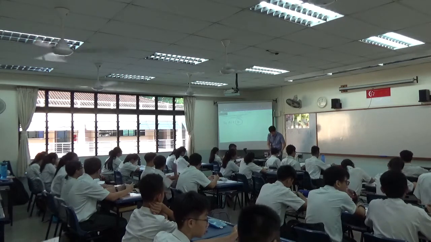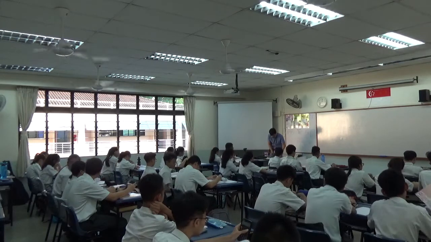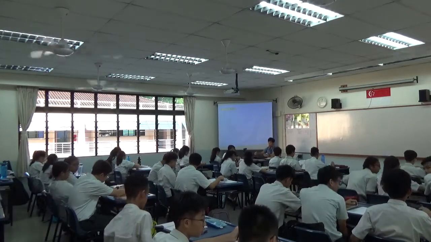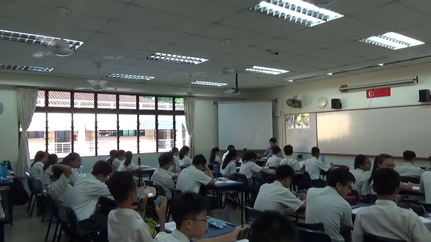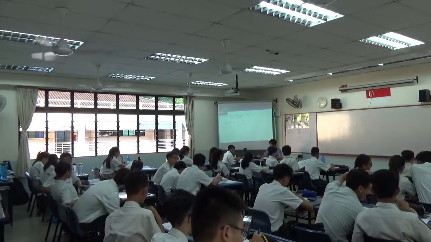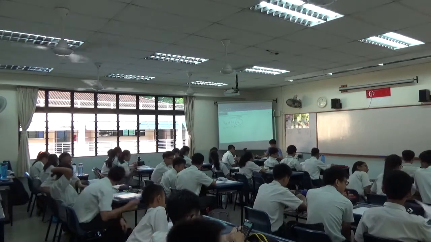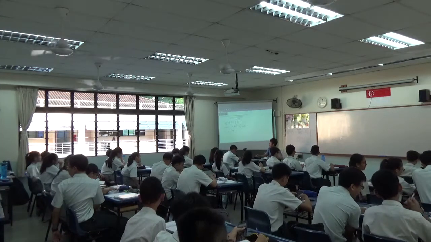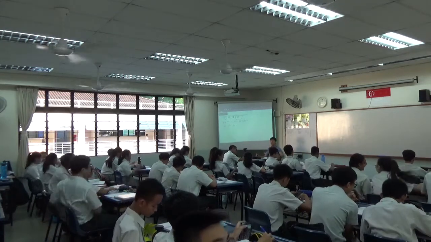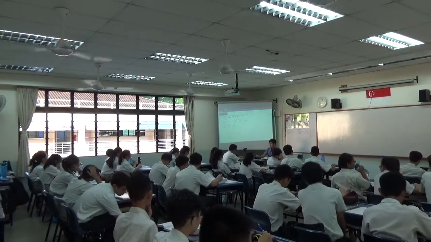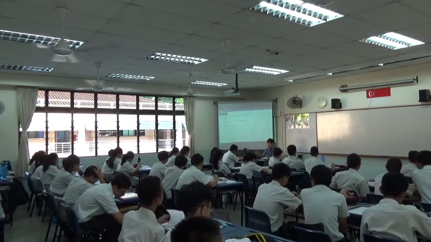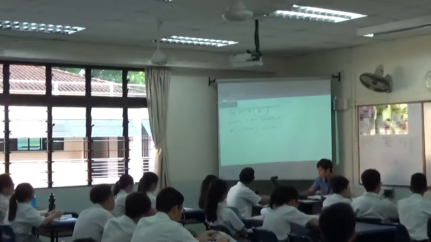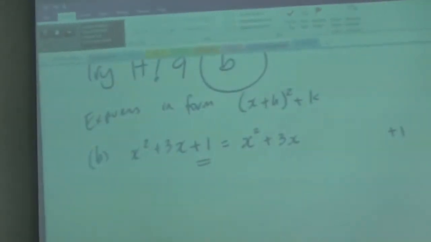Now for the rest of you, try 9B. Let's go through it together. Alright, so this is our question. Class, first thing we have to check, coefficient of x squared is 1. Let's continue. So let's copy down the first two terms, the x squared term and the x term. x squared plus 3x. Now there's this one over here, we're gonna set it aside first. Let's put it at the back. It's not crucial at the moment, okay, but we cannot forget about it.